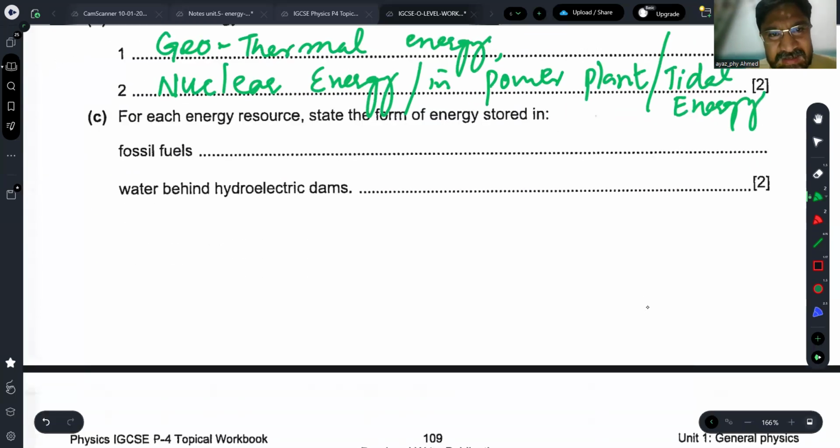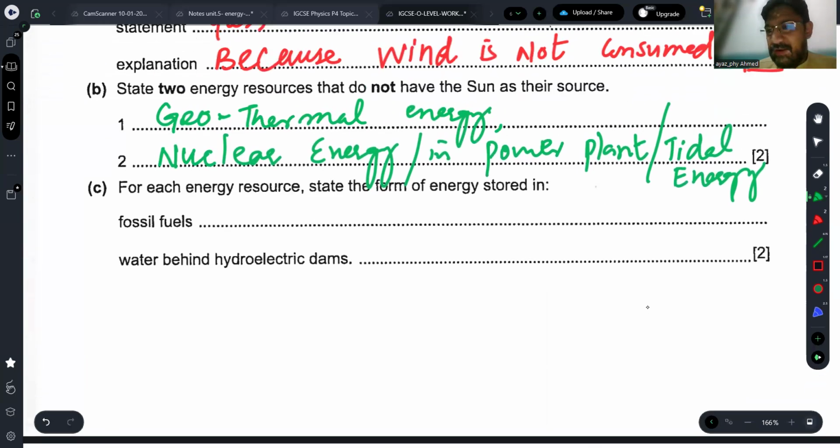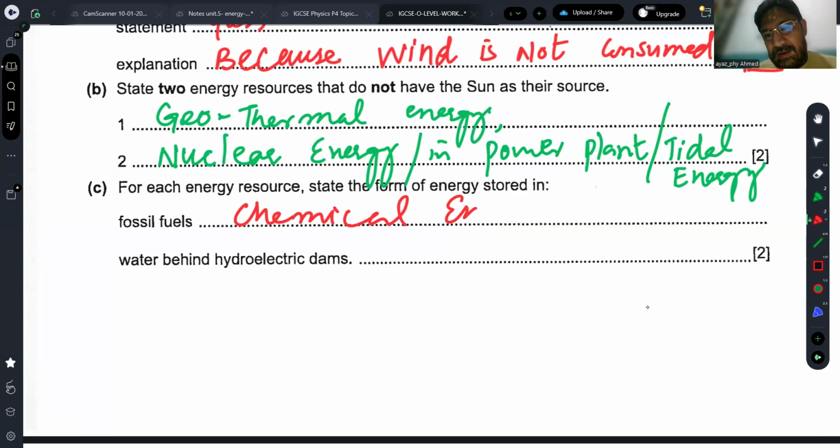Then for each energy resource, state the form of energy stored in fossil fuels. What type of energy is being stored? That is your chemical energy. And for the next, a battery, and water behind a hydroelectric dam. So water has gravitational potential energy. So these are the questions coming from energy resources.